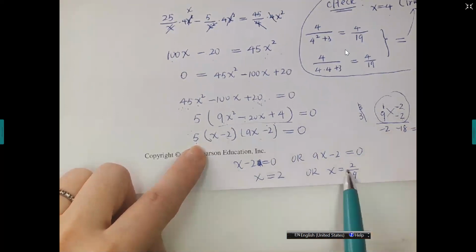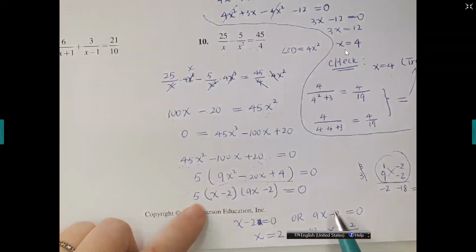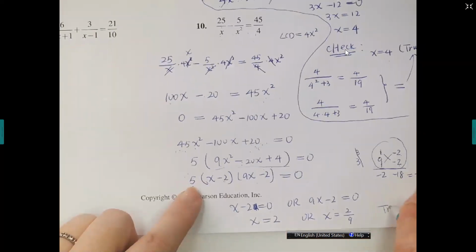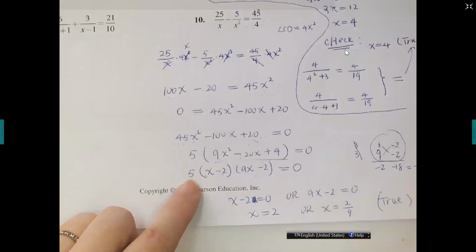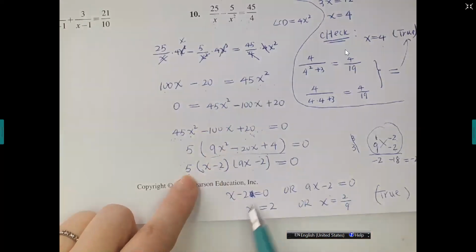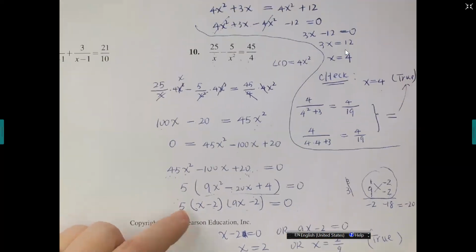Then we will quickly check the denominators within the original equation. Neither one makes the denominator 0. So both of the two solutions are true answers. This equation has two solutions: x equals 2 and x equals 2 over 9. Final answer.